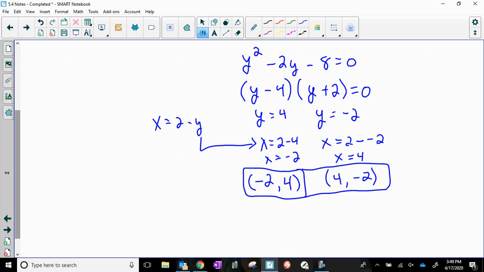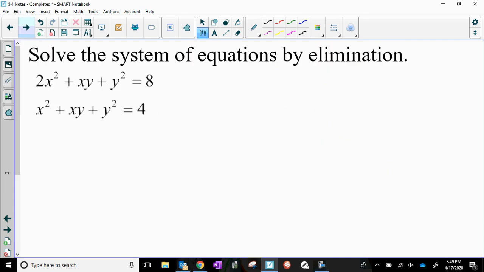So when you do substitution, the old classic way to get one variable by itself applies. We'll see a problem here on the next slide where I'm not going to get x or y by itself. I'll get something else by itself. All right. The next type is solved using the elimination method.